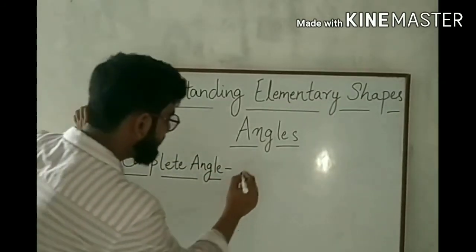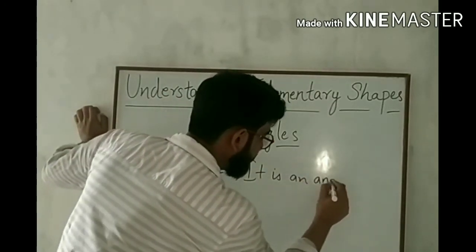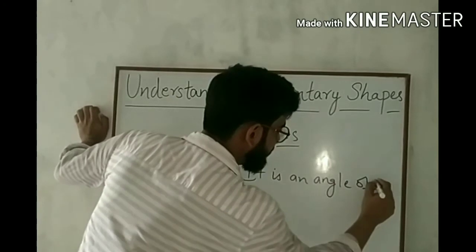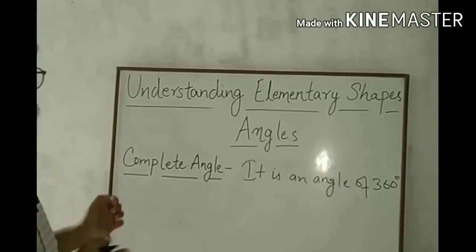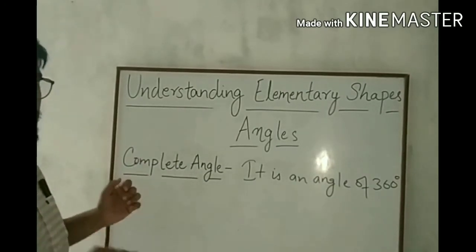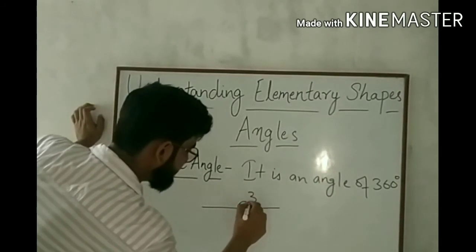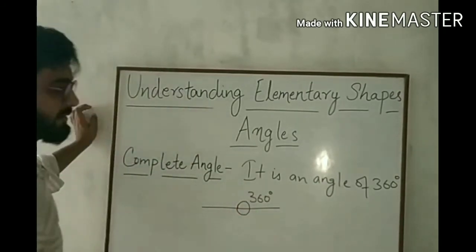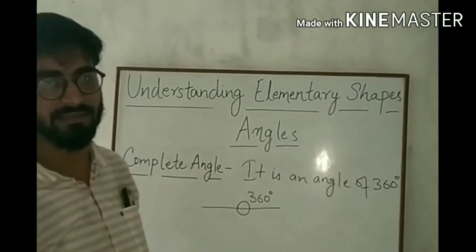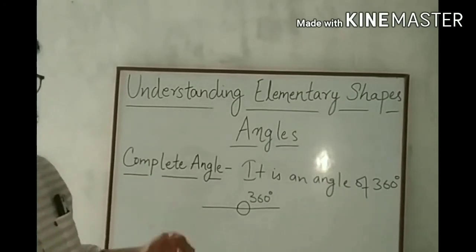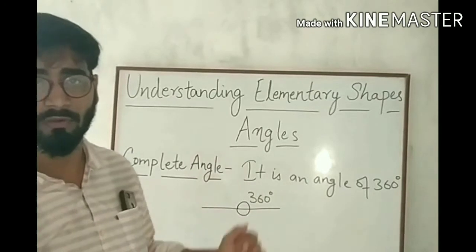What is a complete angle? It is an angle of 360 degrees. That is double of a straight angle. How do you represent a complete angle? Like this. See, this is an angle of 360 degrees. Did you understand what a complete angle is? It is an angle of 360 degrees. In the next class we will discuss these angles in detail with the help of clock and direction.